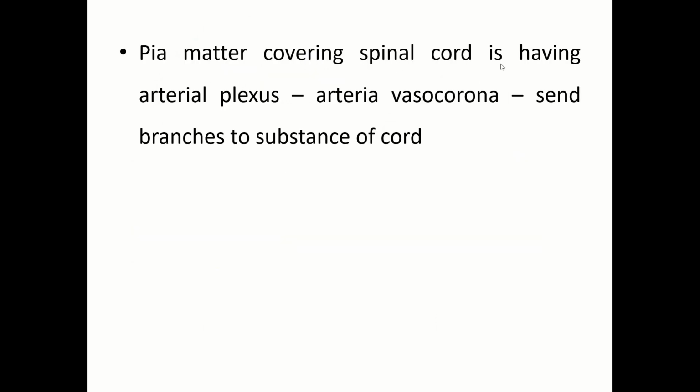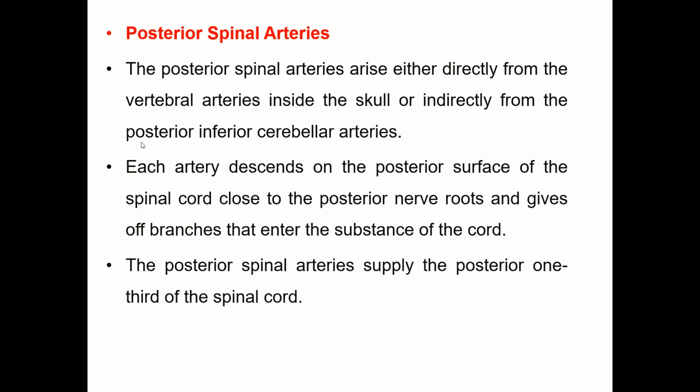The pia mater covering the spinal cord has an arterial plexus, called the arteria vasocorona, which sends branches to the substance of the cord. In brief about the posterior spinal arteries: they arise either directly from the vertebral arteries or indirectly from the posterior inferior cerebellar arteries. Each artery descends on the posterior surface of the spinal cord close to the posterior nerve roots and gives off branches that enter the substance of the cord. The posterior spinal arteries supply the posterior one third of the spinal cord.